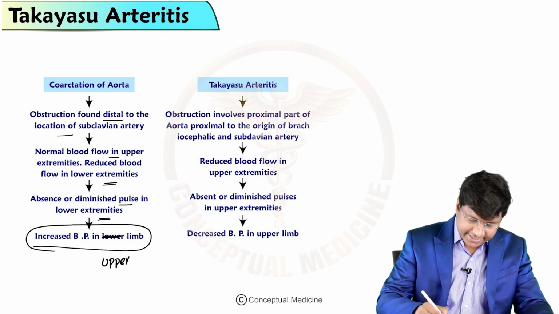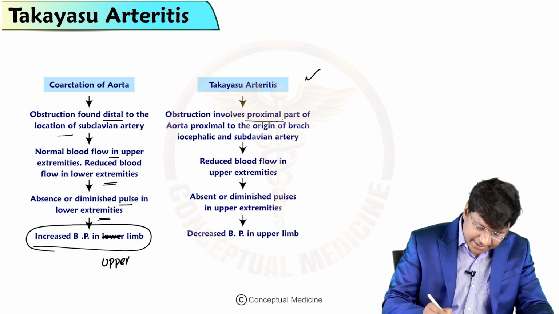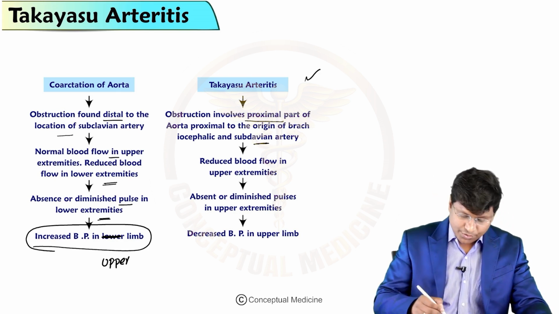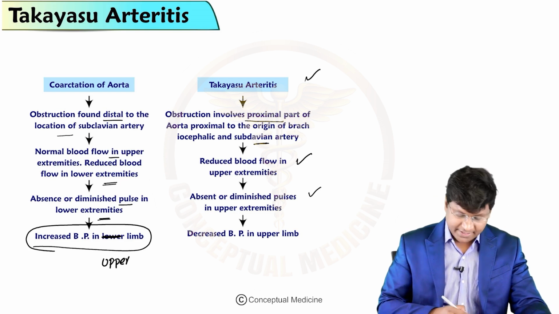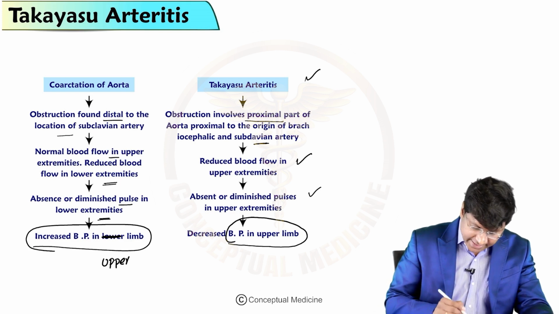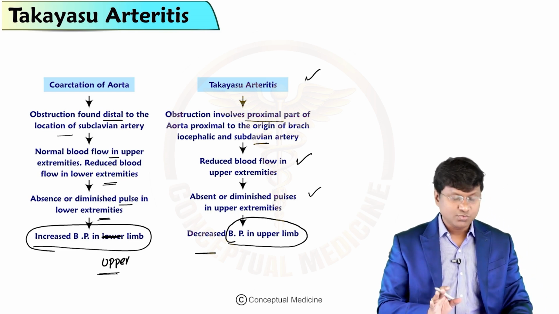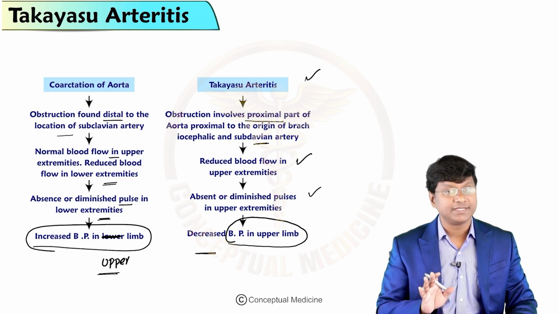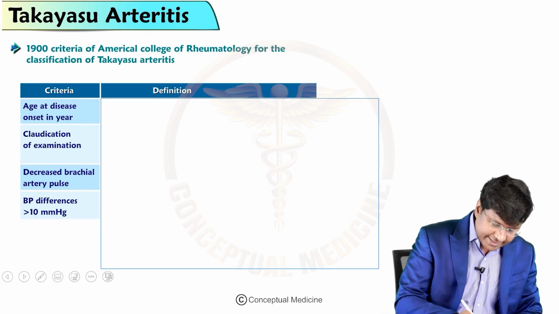Now take the case of Takayasu arteritis. In Takayasu, the obstruction involves the proximal part of the aorta, exactly at the origin of the subclavian artery. Due to this, there will be reduced blood flow to the upper limbs, absent or diminished pulses in the upper limbs, and decreased blood pressure in the upper limbs. So in coarctation, there is increased blood pressure in the upper limbs; in Takayasu, there is decreased blood pressure in the upper limbs. This is nothing but your reversed coarctation of aorta that is seen in patients with Takayasu arteritis.